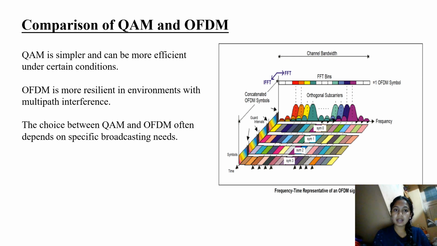So let us see the comparison between QAM and OFDM. We came to know that the QAM is used to transmit data by combining amplitude and phase, and this QAM is simpler and can be more efficient under certain conditions. And if we come to OFDM, it is more resilient in environments with multipath interference. The choice between QAM and OFDM often depends on specific broadcasting needs.